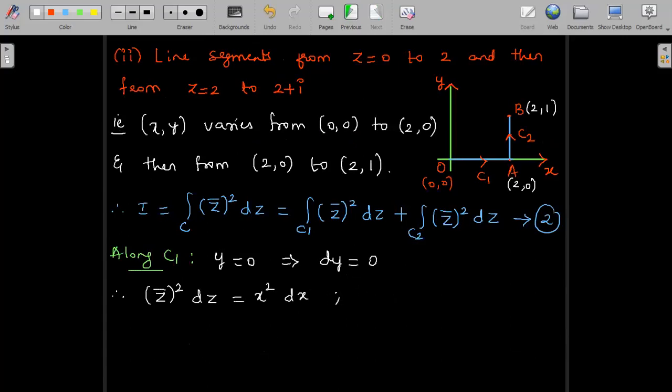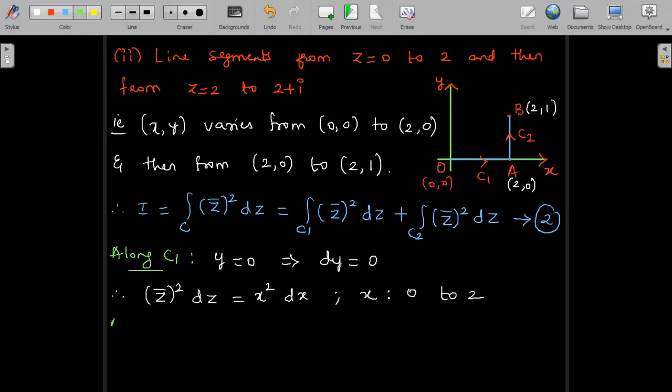So z bar whole square dz will now become x square dx. And what are the limits for x? Looking at the coordinates from the figure, x varies from 0 to 2. Similarly, we will now see what the equation is along C2.